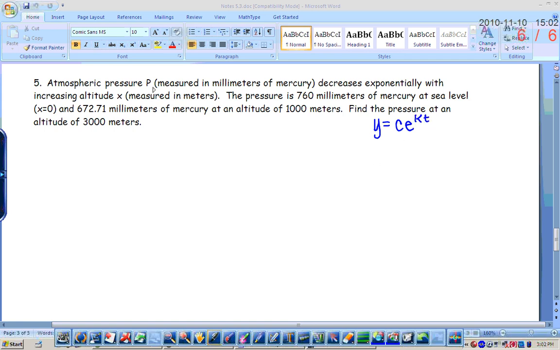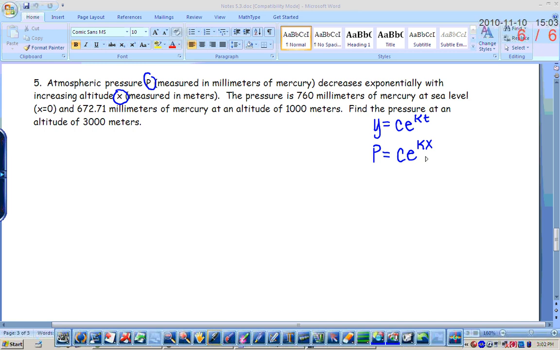However, what we're dealing with here are pressure and altitude. So the first thing we need to determine is which one's the independent and which one is the dependent. Does the pressure depend upon the altitude, or does the altitude depend upon the pressure? The pressure depends upon the altitude because it says that the pressure decreases exponentially with increasing altitude. So pressure is your dependent variable. If you rewrite your equation in terms of P and x, it would be P equals C e to the kx.